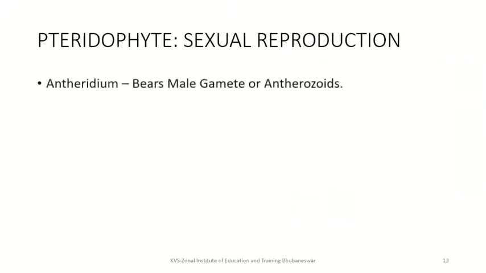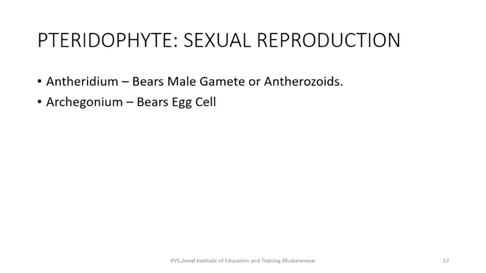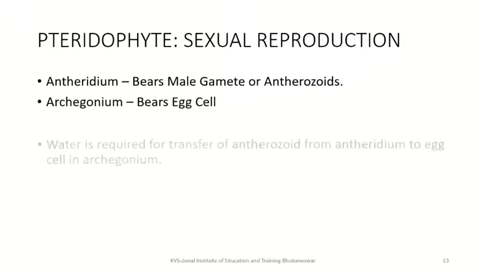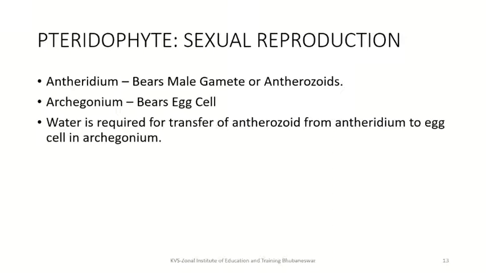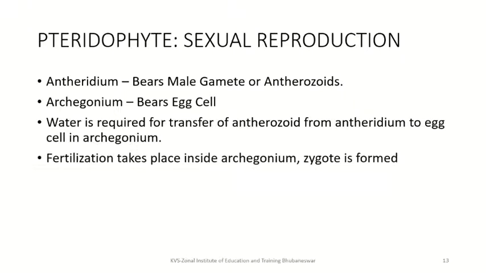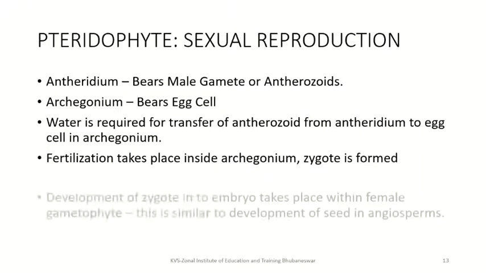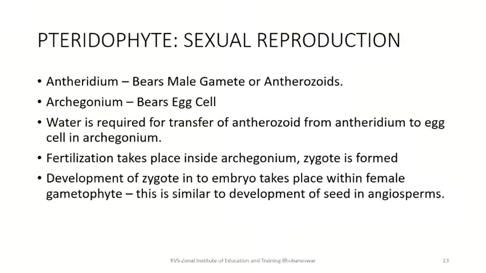Sexual reproduction involves the antheridium, which bears the male gamete or anthrozoid, and the archegonium, which bears the egg cell. Now, for fertilization, for transfer of anthrozoid from the antheridium to the egg cell, water is required. So, the agent for transport of anthrozoid to archegonium is water. The fertilization is internal. It takes place inside the archegonium and the zygote is formed. The development of zygote also takes place within the female gametophyte, within the archegonium.